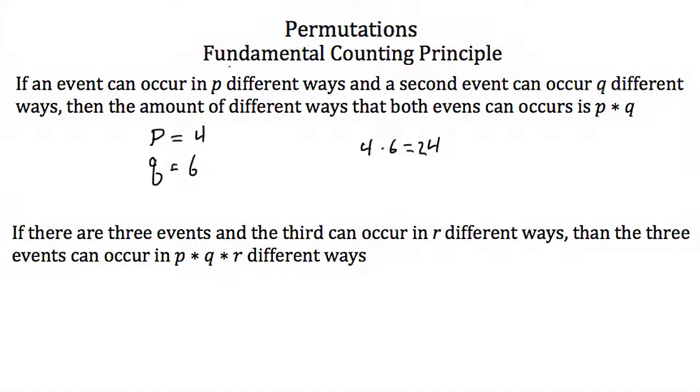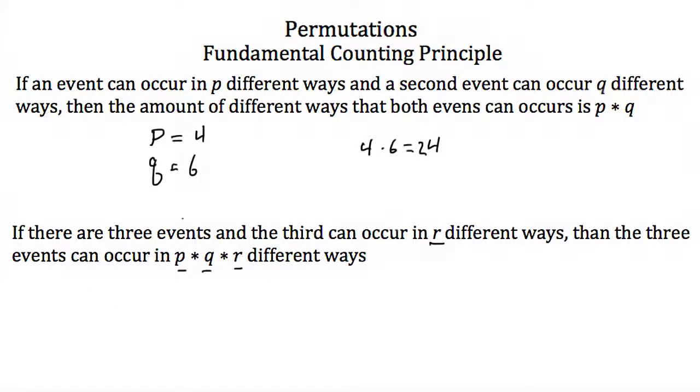Now, the fundamental counting principle works if there are more than 2 events. If there are 3 or 4 events, then you just keep multiplying the different options for each event. So if there are 3 events and the third can occur in R different ways, then the 3 events can occur in P times Q times R different ways.